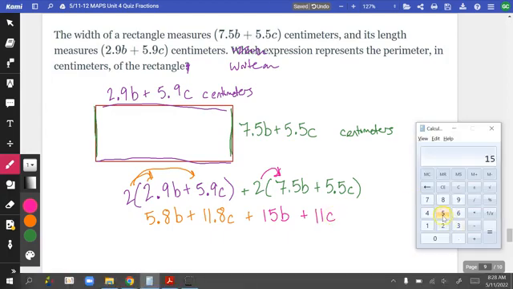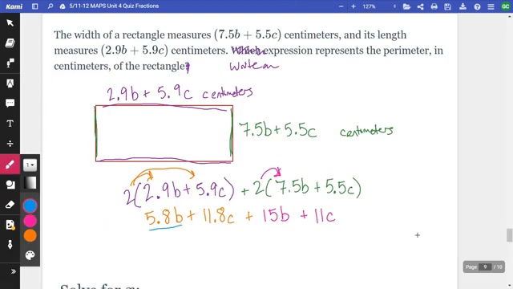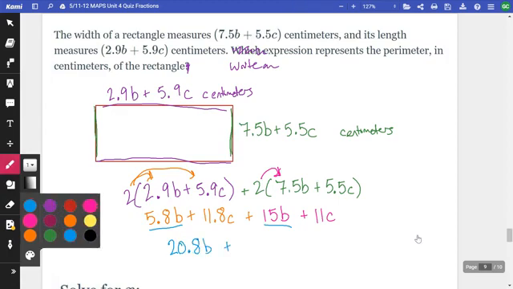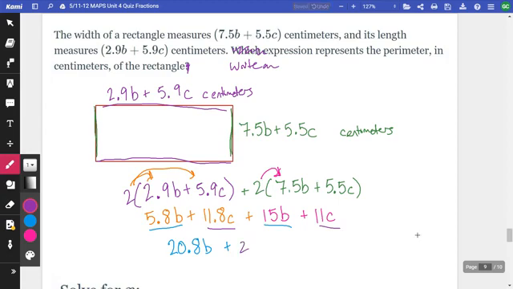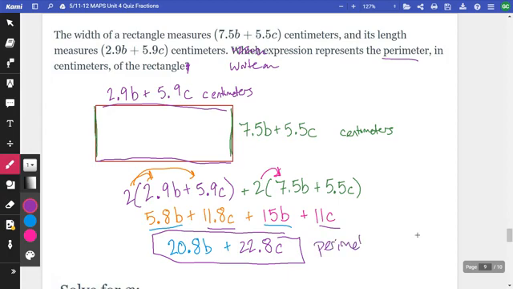Let's check. 2 times 5.5, we get 11. So now we need to combine like terms because we have b's. So how many b's are there? 15 b's plus 5.8 b's, and that is 20.8b. Plus, how many c's do we have? We have 11.8 plus 11, that is 22.8 c's. So this expression is a representation of the perimeter in centimeters.